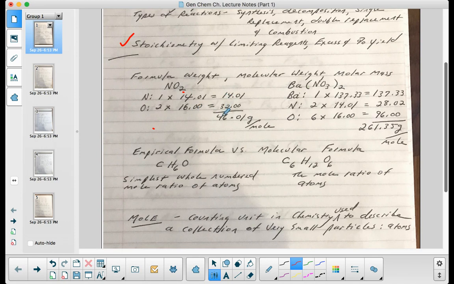I get those 2 values, I add them up, and I get my answer for the molar mass of nitrogen dioxide, 46.01 grams per mole. Grams per mole is the unit. Mole ends up being a counting unit that we use in chemistry. We'll talk more about it in a minute.